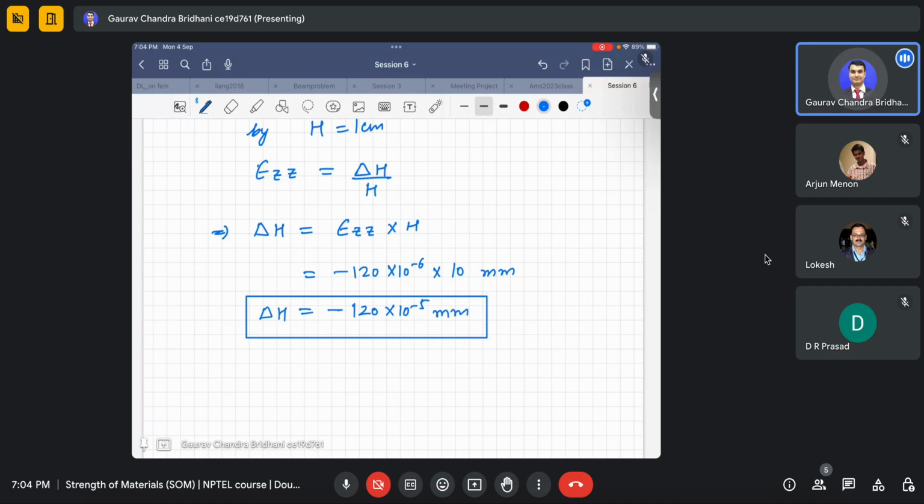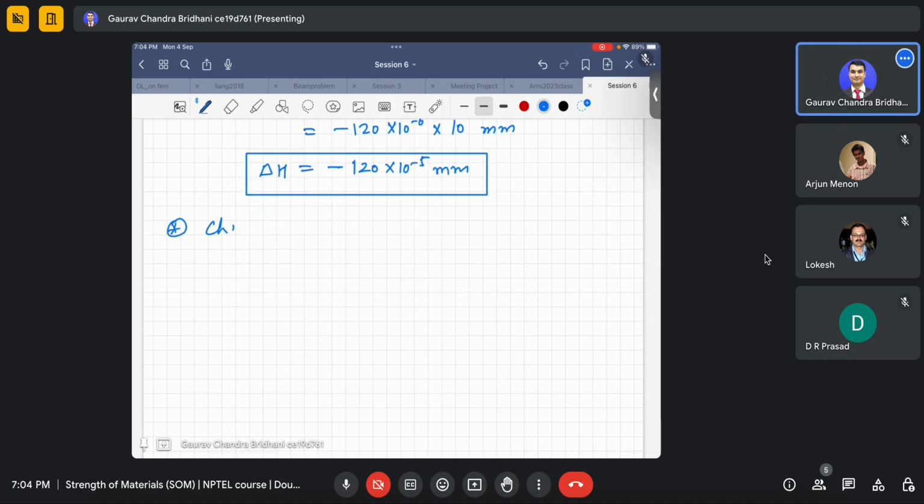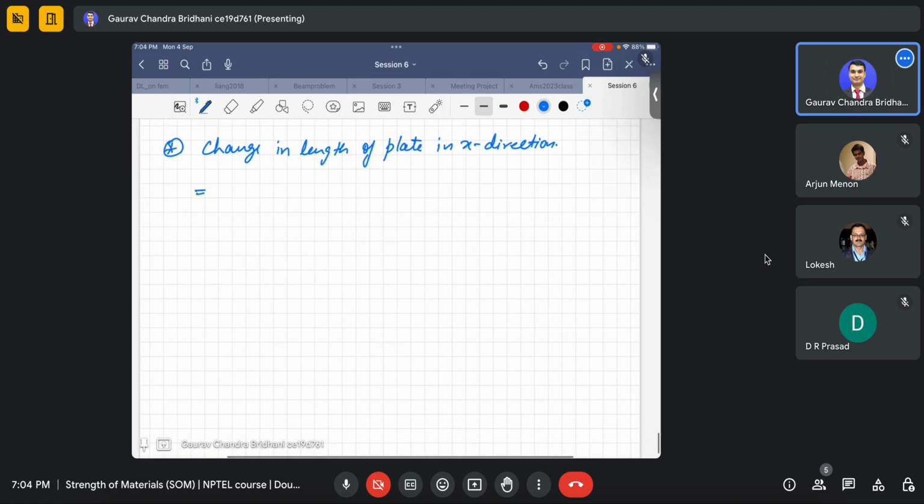Even if we want, we can find the change in length in x and y directions, because we have the strains in x and y directions. In similar fashion we can do that. I'll do one example here: the change in length of the plate in x direction. Suppose that is delta Lx. Delta Lx upon Lx, where Lx is the length in x, will be epsilon xx.